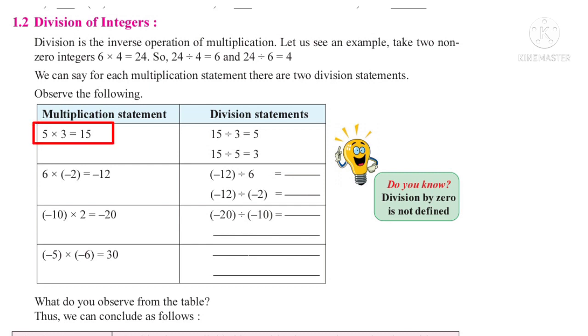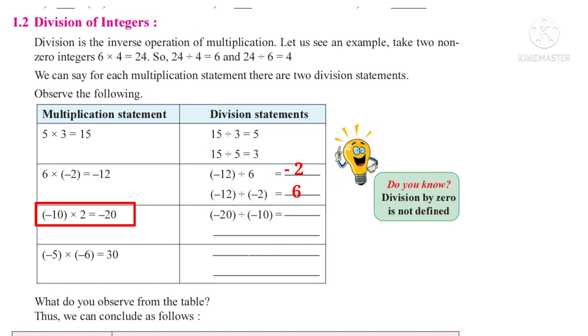5 into 3 is 15, but 15 divided by 3 is 5, and 15 divided by 5 is 3, which are the multiplicands. 6 into minus 2 is minus 12. So when minus 12 is divided by 6, we get minus 2. When minus 12 is divided by minus 2, we get 6.